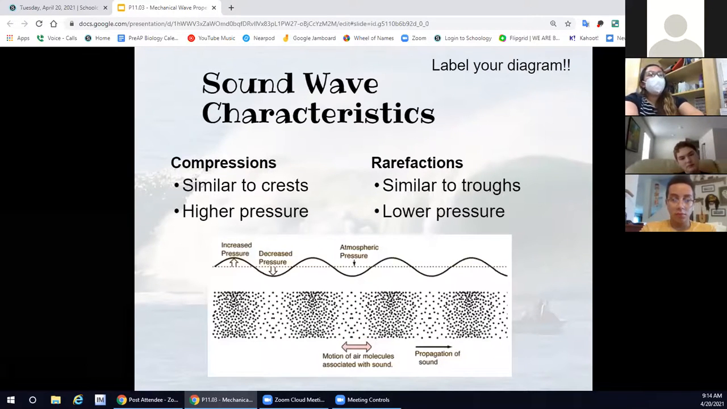Compressions are going to have the high pressure, meaning their molecules are going to be closer together. Rarefactions are going to have low pressure, meaning the molecules are more spread apart.